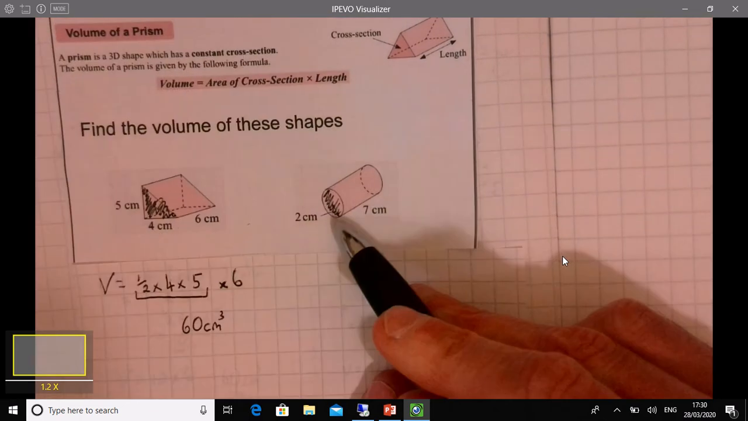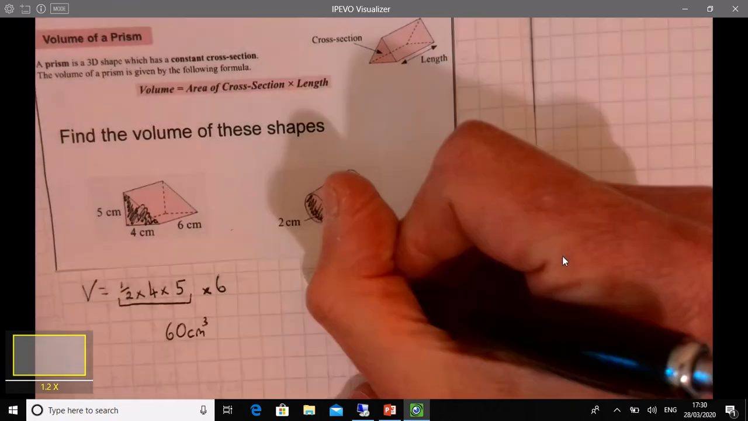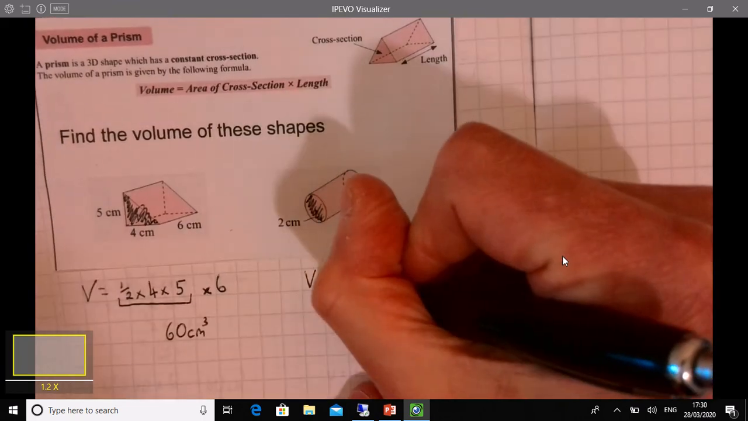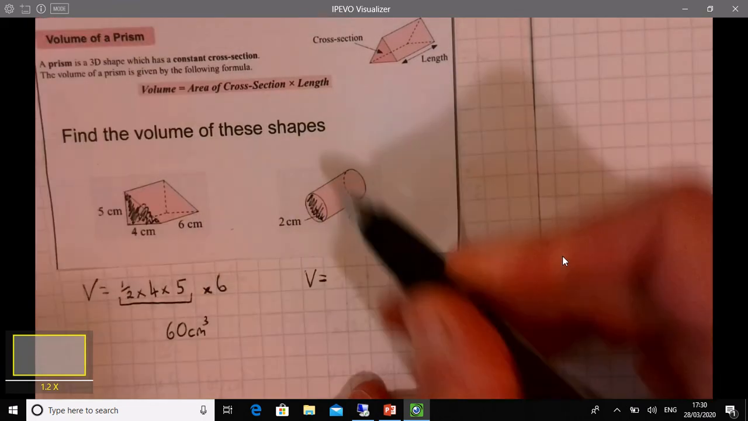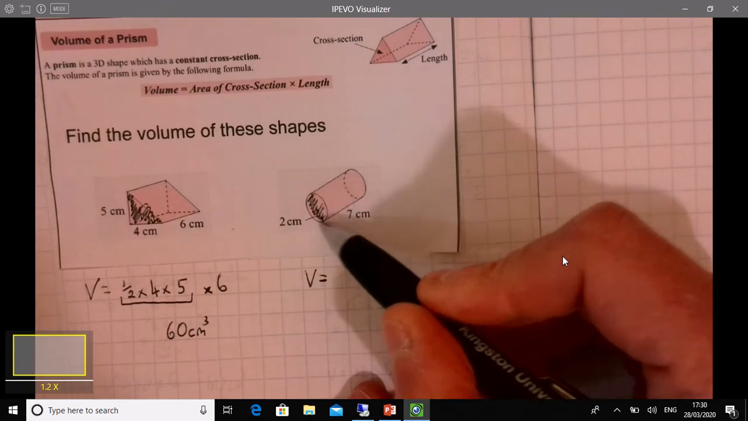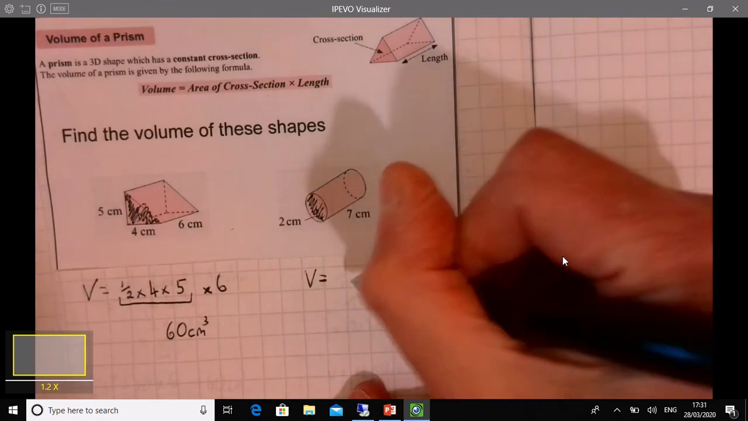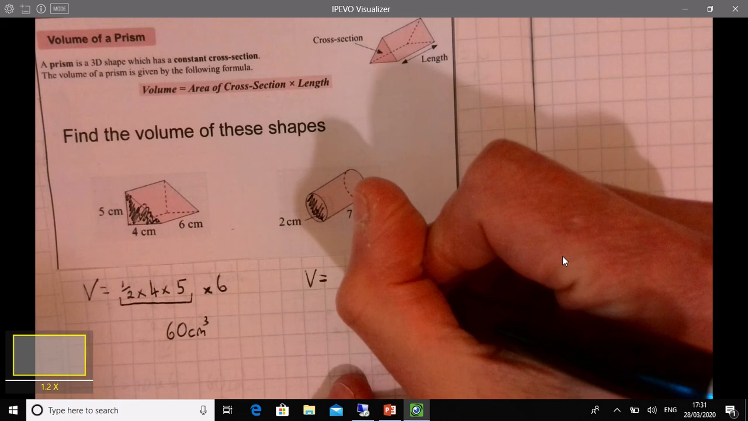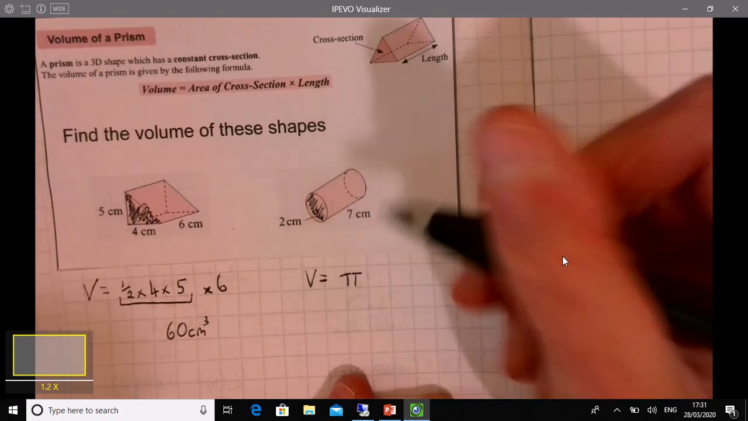All right. If we look at this one over here, so the volume equals, so we've got a circle at the end, so the area of a circle is pi r squared. So don't worry too much about where that comes from just a second.